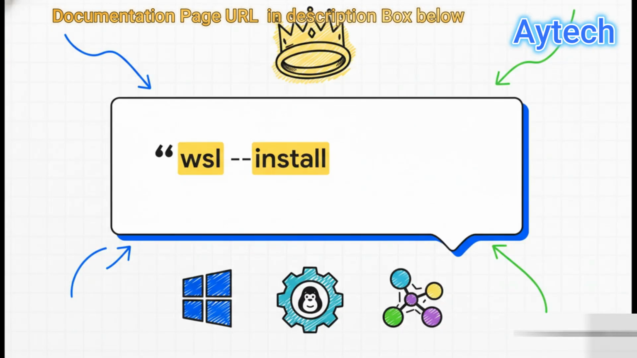And here it is. This is it, the one command to rule them all. Just wsl --install. That single line, that's all it takes. It'll go out, enable all the Windows features you need, download the latest Linux kernel from Microsoft, and install a Linux distribution for you. It's really that easy.